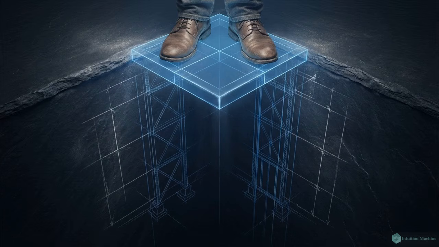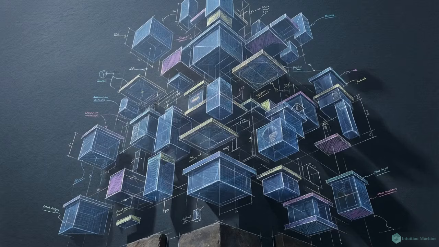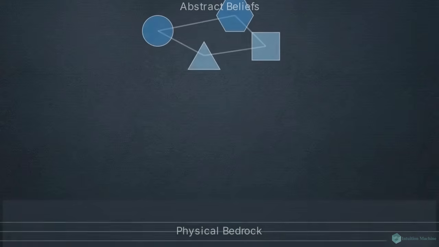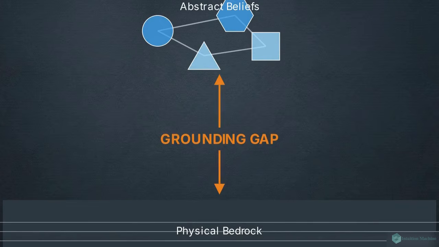The problem is that most of what we believe today doesn't sit anywhere near that bedrock. If you are looking at a scientific model or debating a political ideology, you are operating several conceptual layers above raw physical reality. This diagram illustrates that vertical distance between your abstract beliefs at the top and the physical bedrock at the bottom. We call this empty space the grounding gap.